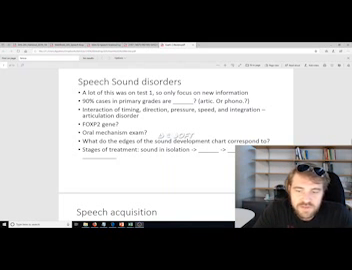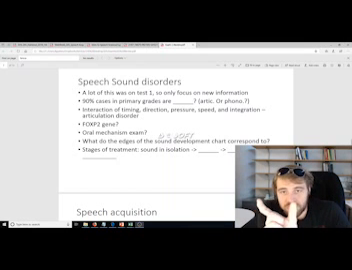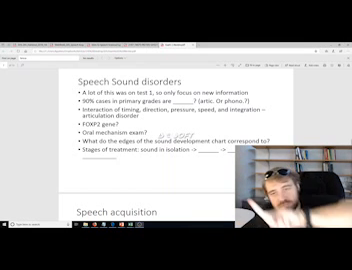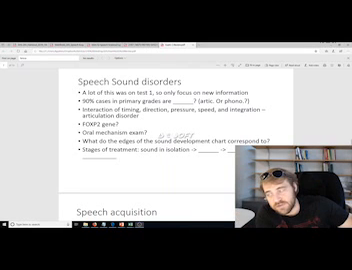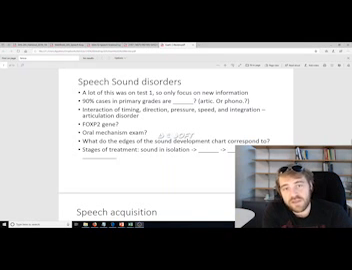What do the edges of the sound development chart correspond to? Do you remember? I'm talking about percentages here. Well, first of all, do you remember what the sound development chart is? It shows you the age range that children should have certain sounds. The left-hand side is 50% of children when they have a handle on that sound. The right-hand side is 90%.